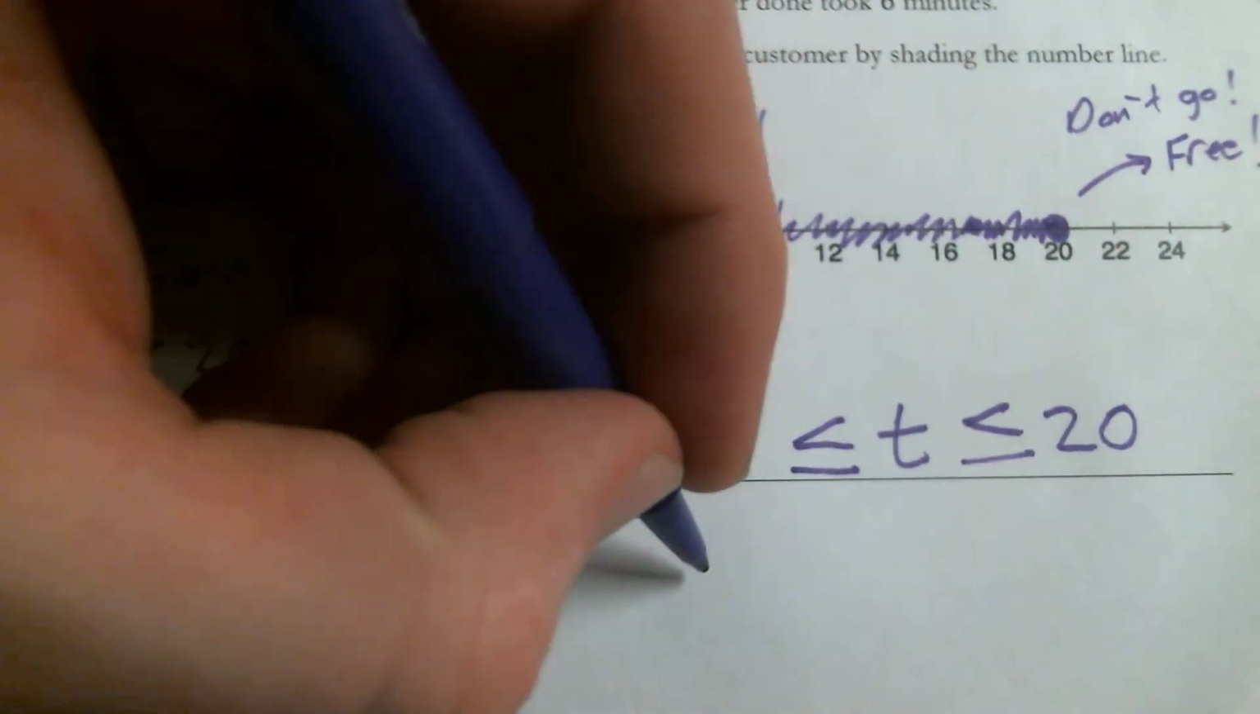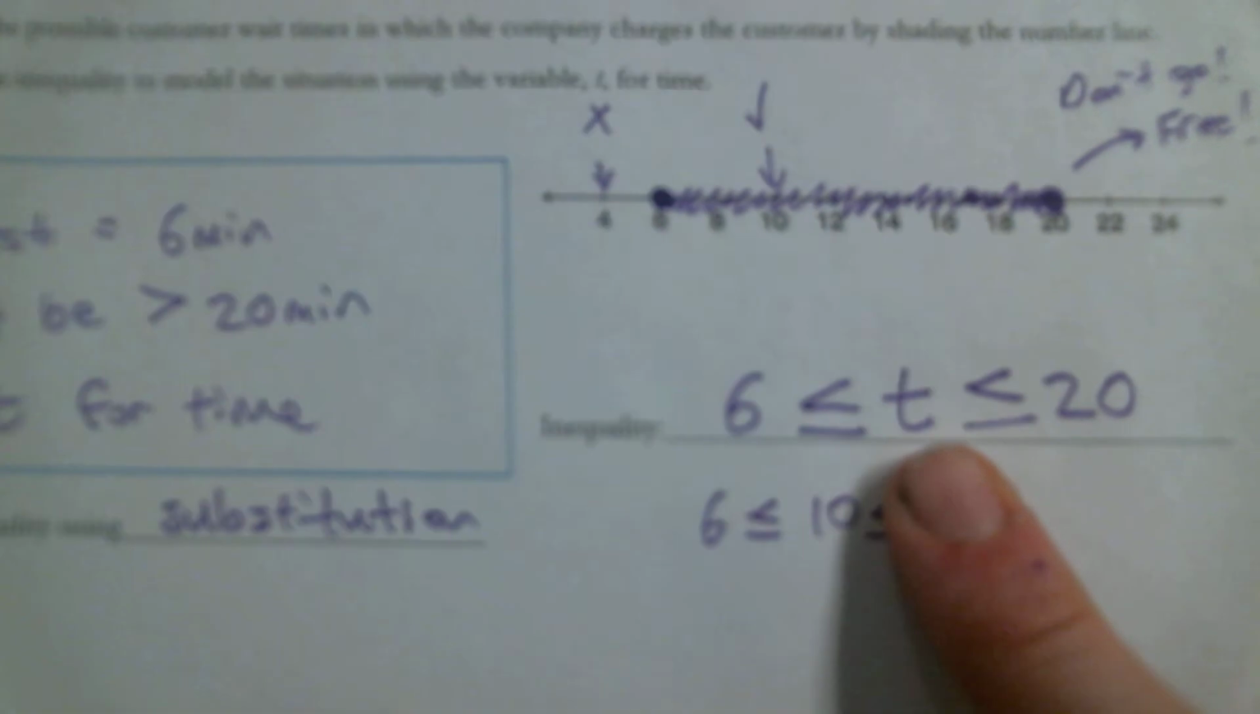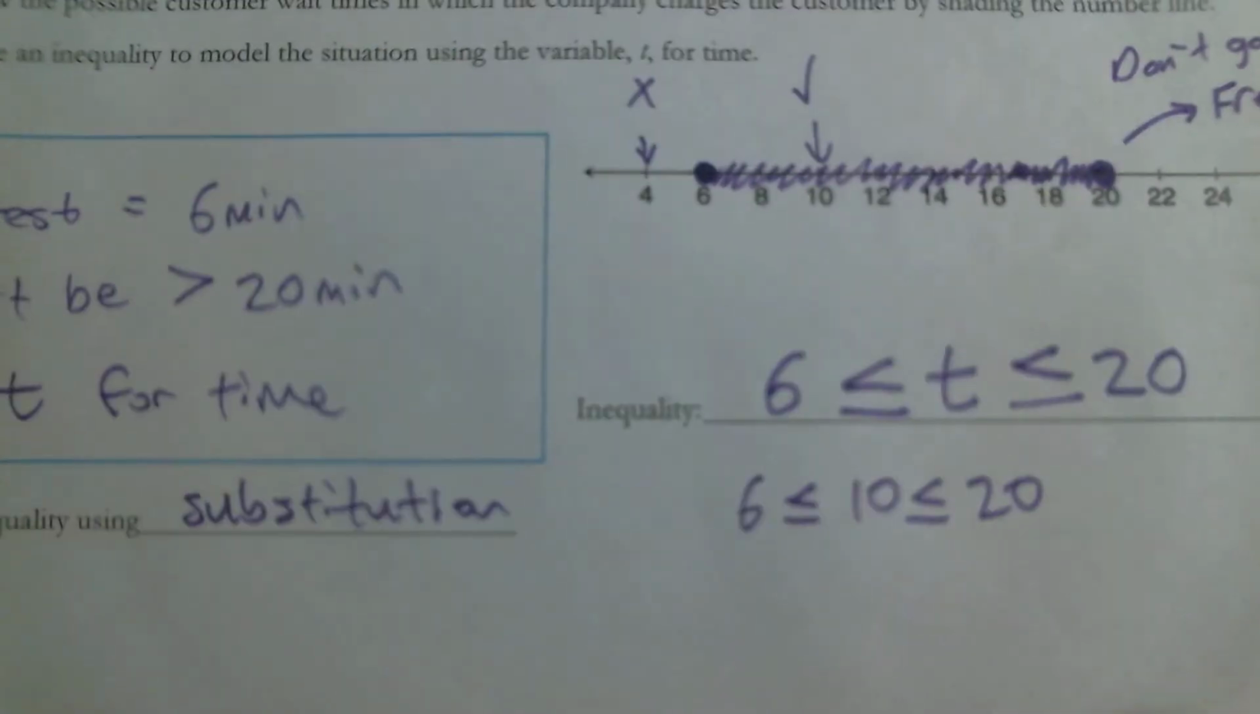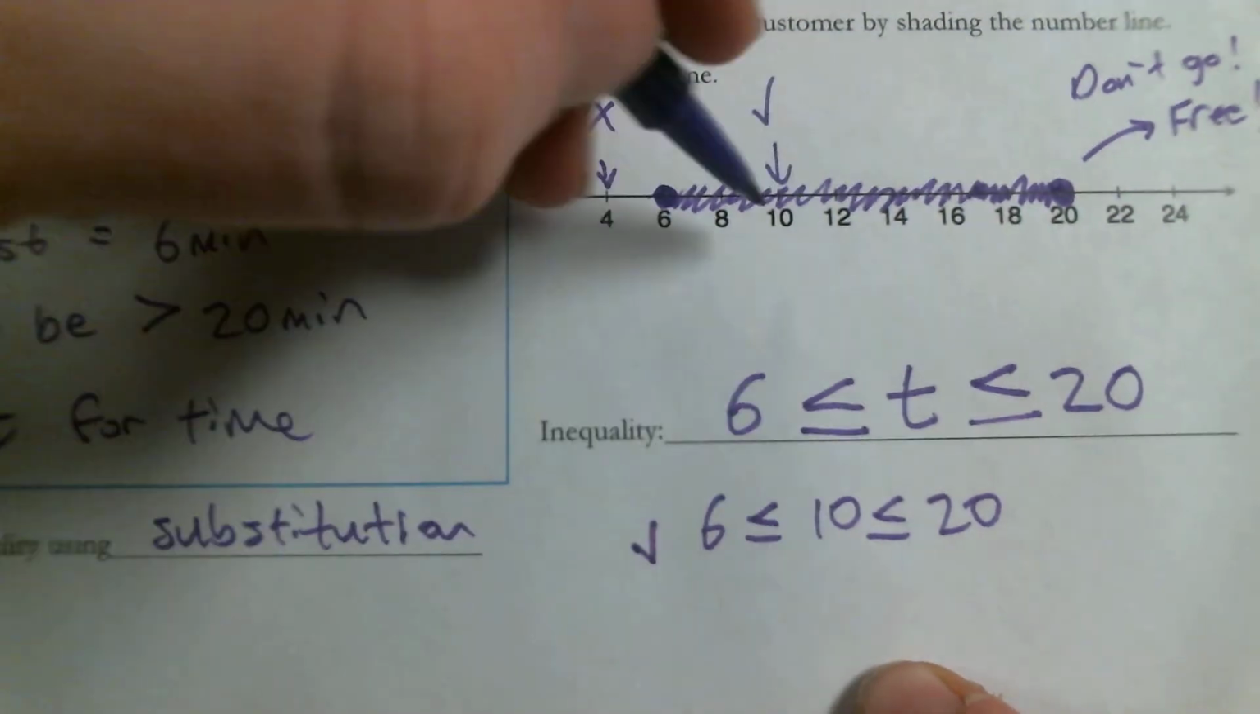So let's try 10 first. So 6 is less than or equal to 10, which is less than or equal to 20. So is this true? Let's test it one at a time. Is 6 less than or equal to 10? Yes, that's true. Let's test the other one. Is 10 less than or equal to 20? Yes, so we must have it colored correctly.